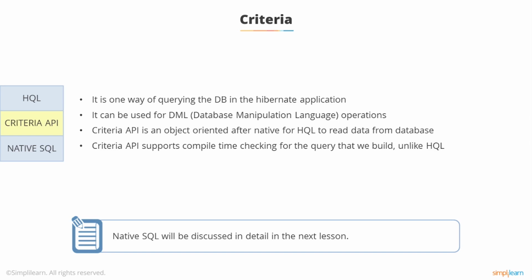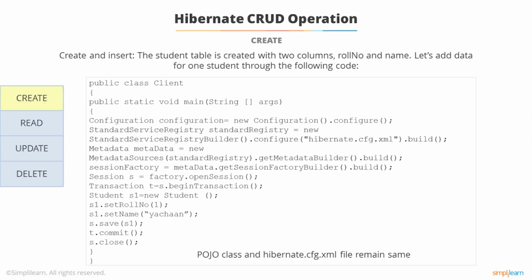Here is a create operation. We create a configuration object, a standard registry object. We then load the Hibernate configuration file. We then create a session factory, open a session object, begin a transaction, create a new student object, set the values as roll number and name, and save that into the session, call a commit on the transaction, and close. This will create the table in the database and insert the first record inside it.